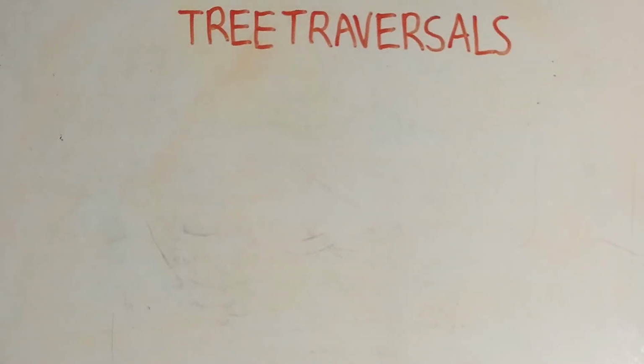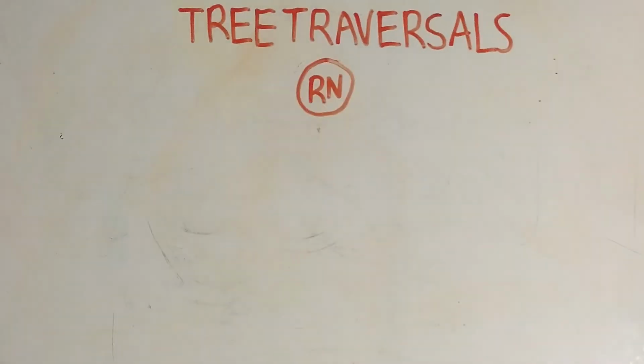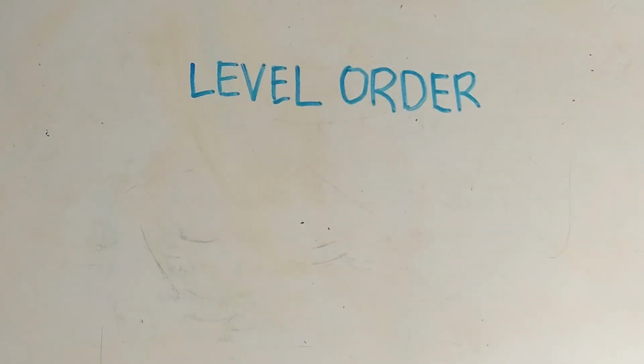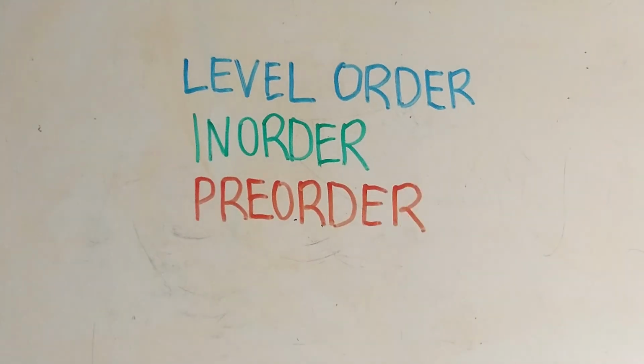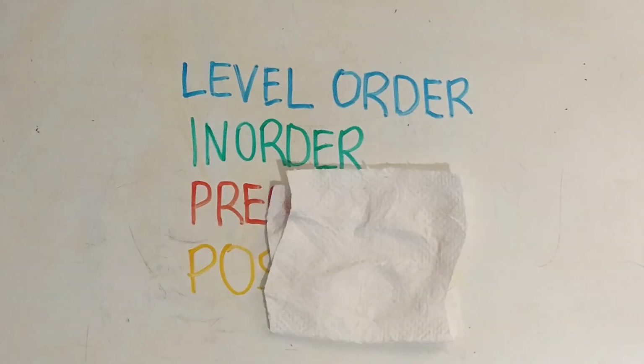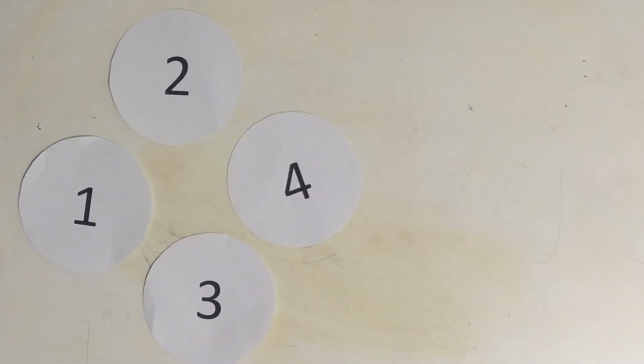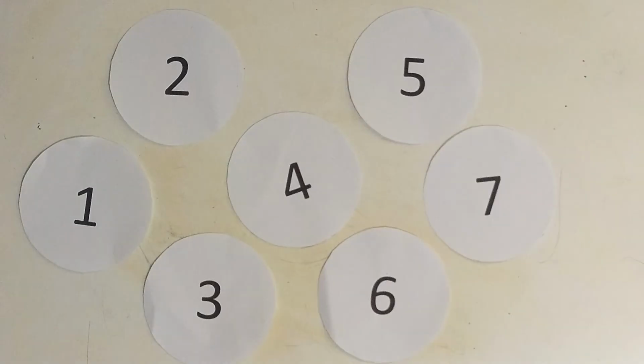Any node in a binary tree data structure can be reached by starting at the root node and repeatedly following references to either the left or the right child. This process is called tree traversal. There are 4 types of tree traversals: the level order, in order, pre-order, and post-order traversals. For an example, we will create a tree using the values 1, 2, 3, 4, 5, 6, and 7.